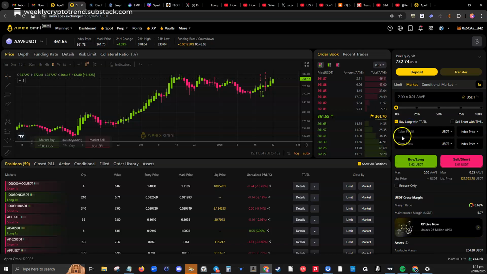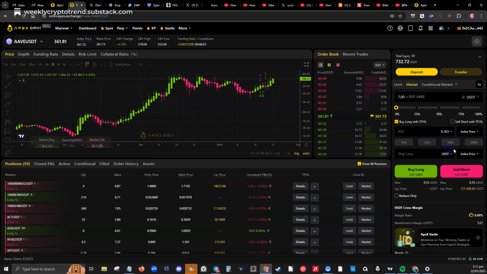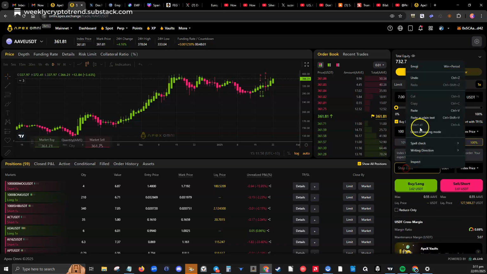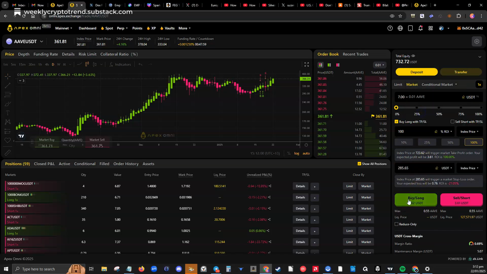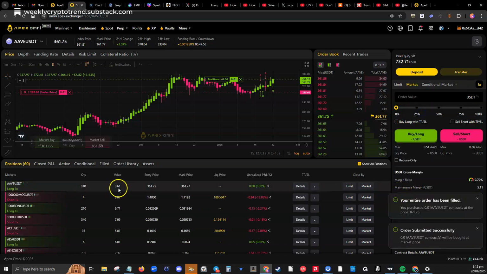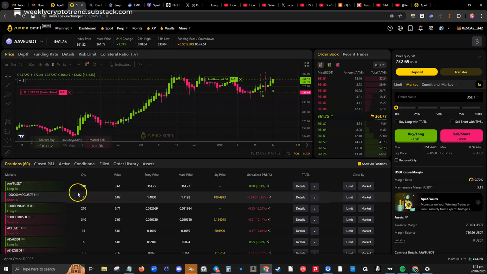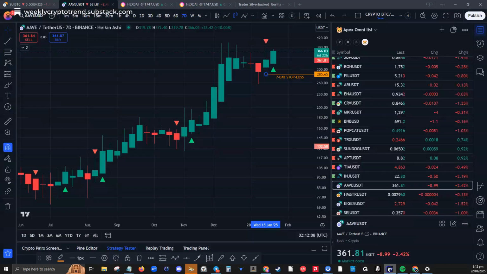$7. Go long. Take profit would be percentage 100%. Paste that stop loss there. Go long. And we have a $3.61 position as a long 1x. That's fine. I'm going to go higher than that. Again, there's more positions in there. There is money in my account.